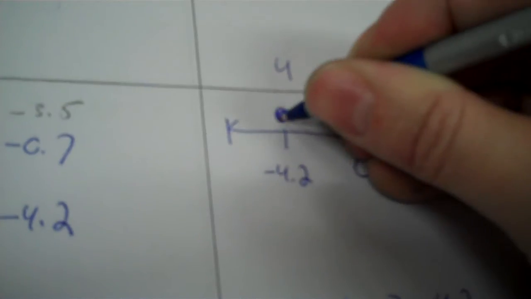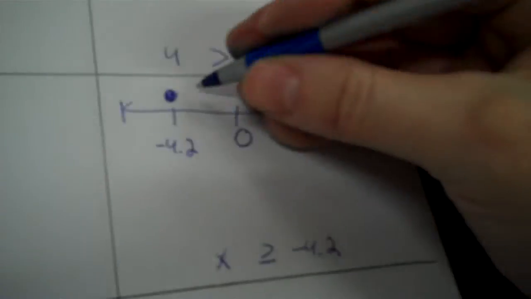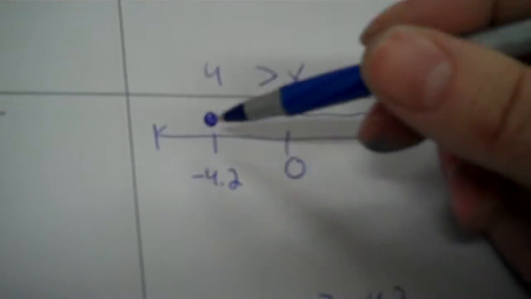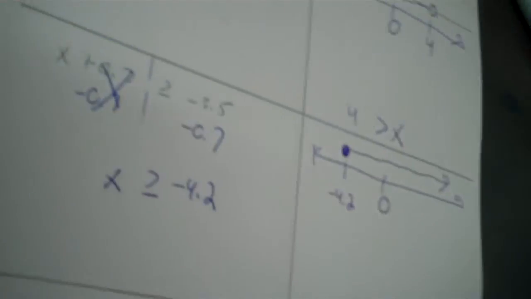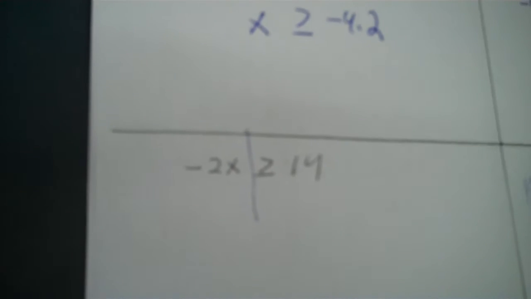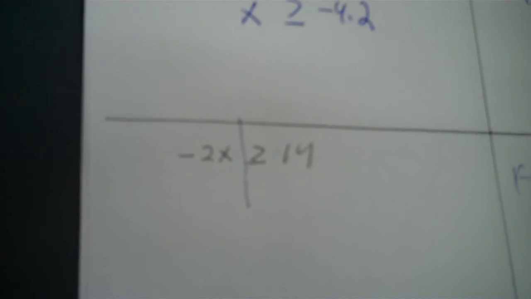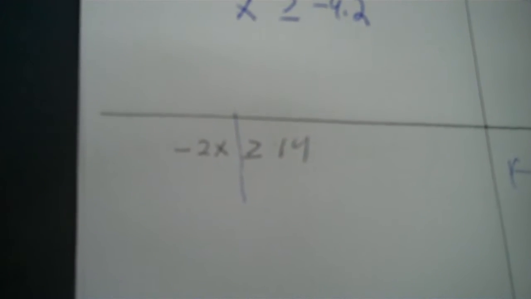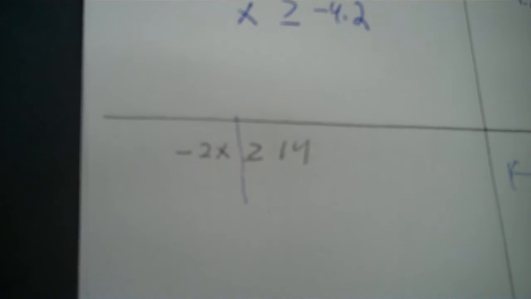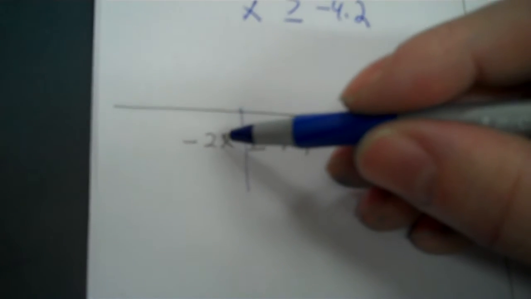Circle, fill it. Now, this time it opens towards the x, so it goes this way. So x can be any number going that way. Okay, my next solution. Now, is x being multiplied or divided? It is this time, isn't it? Okay, so is it being multiplied or divided by a negative?